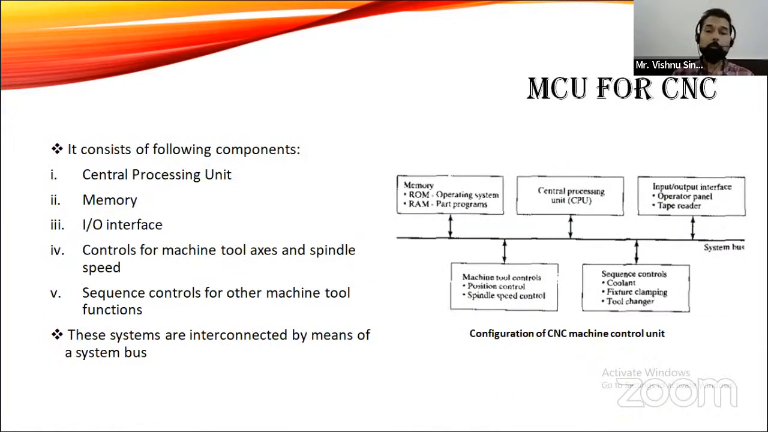Then the next topic is the machine control unit for a CNC machine. Basically, there are five components of a machine control unit of a CNC machine. Firstly is the memory. In memory there are two types, RAM and ROM, read-only memory and random access memory. Then the CPU. Then thirdly is the input-output interface. Then machine tool control and sequence control. We will see each of these components in detail in the upcoming slides.